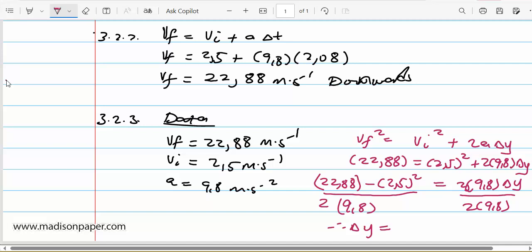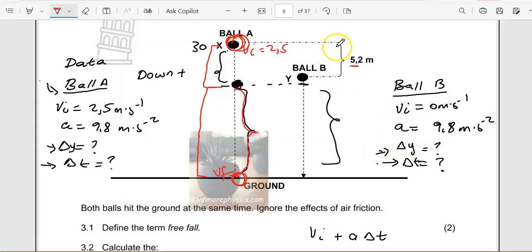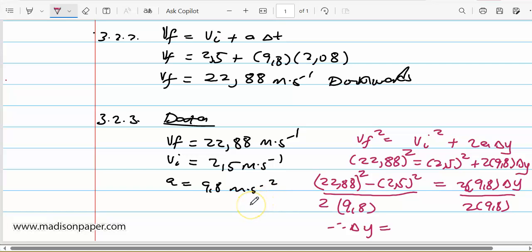What is your answer? 0.85. That's delta y. Is this making sense? Oh, we forgot the squared here. You know why I'm surprised? Because remember that the height between ball A and ball B is 5.2, so when you get an answer that is less than that, something is wrong. I thought I put it wrong on the calculator. Great. Okay.